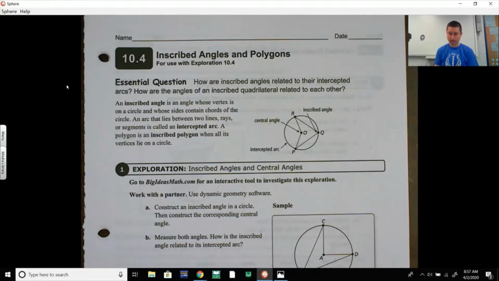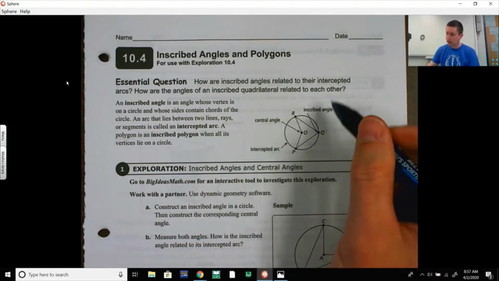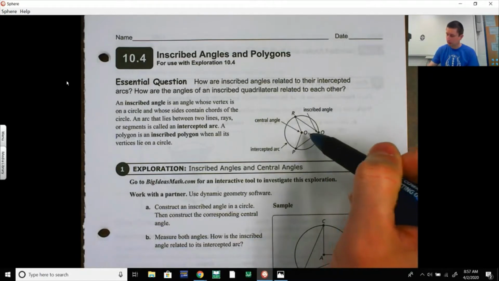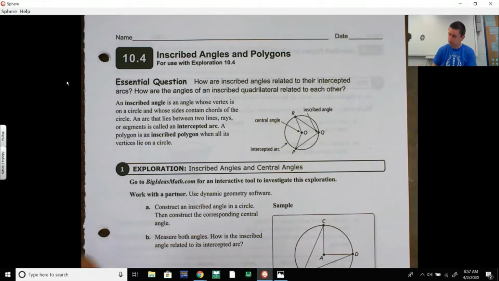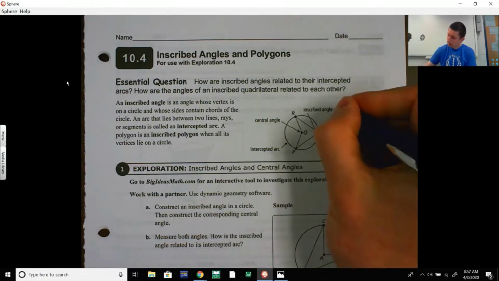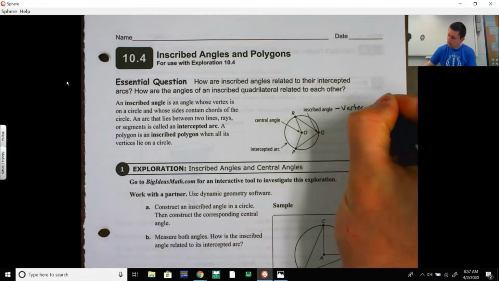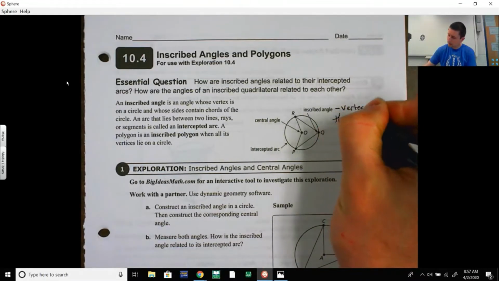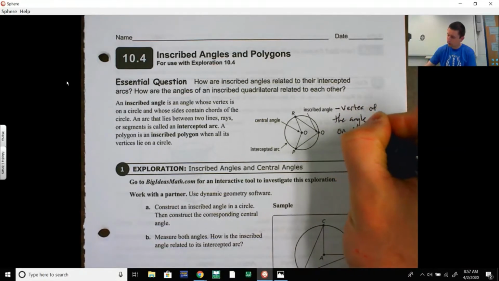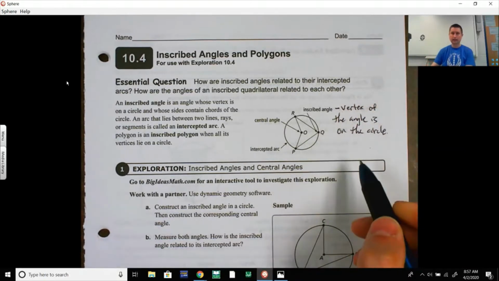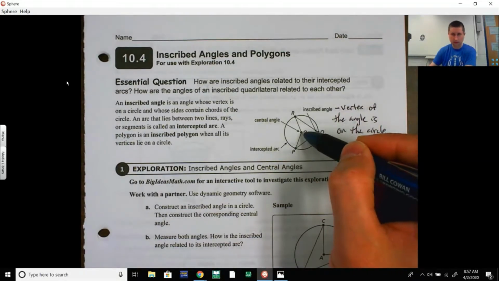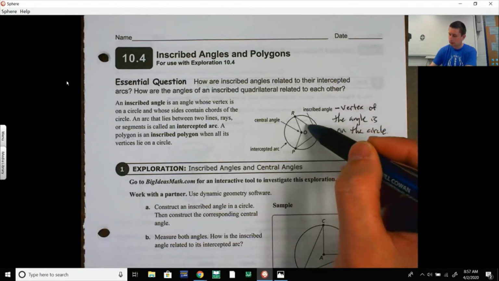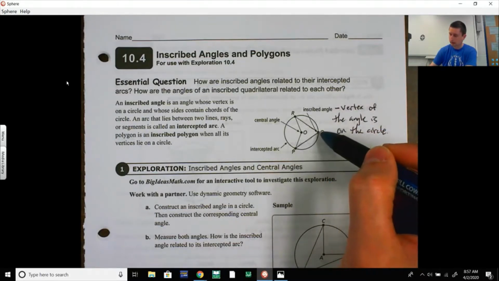Inscribed angles and polygons. Main thing, what we have here, inscribed angles. So you have a circle still, you got the center of the circle O. An inscribed angle is when the vertex of the angle is on the circle. So this is the next step from a central angle. Okay, a central angle, the vertex is at the center. Inscribed angle, the vertex has to be on the circle. Okay, so it has to be somewhere along the circle.